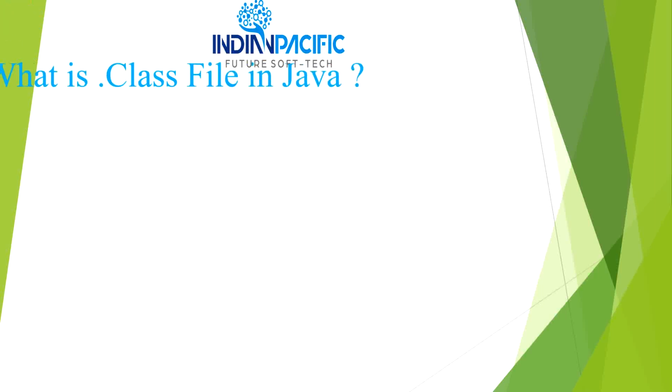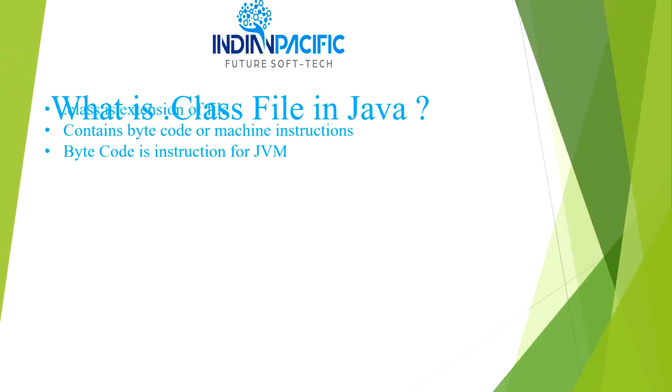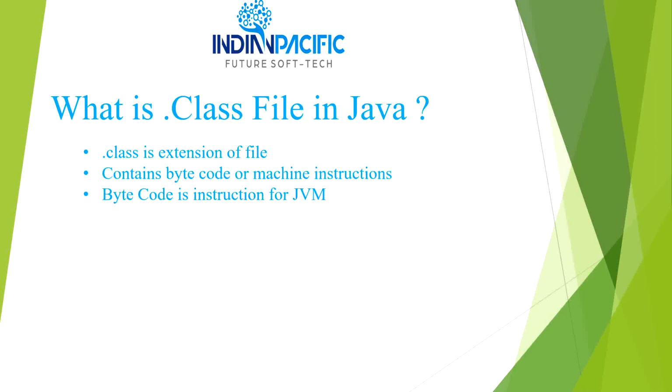So today we will learn what a .class file in Java is. Whenever we compile our Java file, it creates a .class file. .class is the extension of that file, and this .class file contains the bytecodes, or you can say machine instructions. The bytecodes are for a JVM.